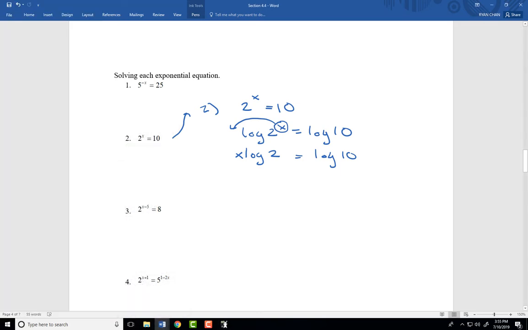Another thing I want to talk about is this right here. When you have x next to a log of a number, always put the x in front. Because if I write it like this, log of 2 times x, that's really confusing, because you can easily confuse it as log of 2x, which is not what you're saying. You're saying log of 2 times x. So that's why it's a lot better to put the x out in front first. Since we know log of 2 is just a number, we are going to divide both sides by log of 2.